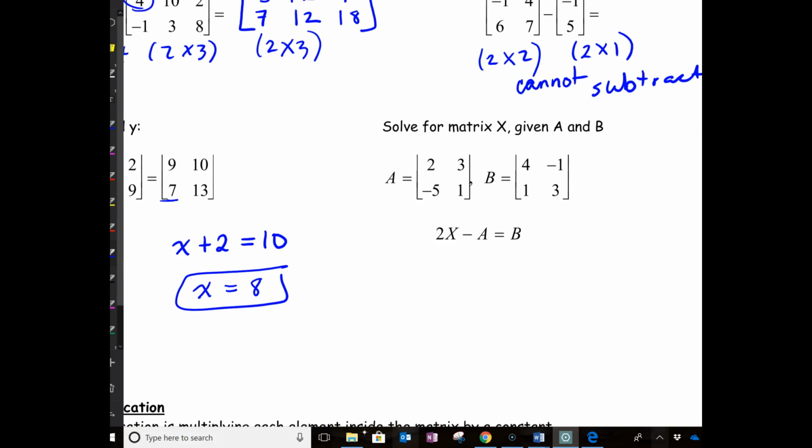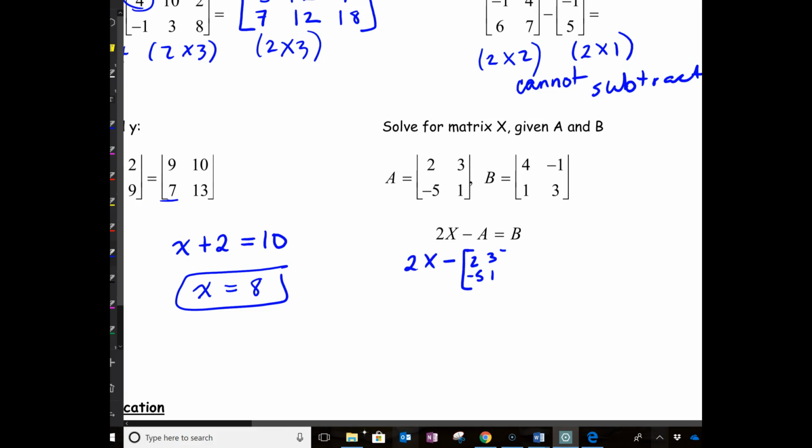Okay, if we're looking for 2 times X minus A equals B, and we're solving for what matrix did you multiply by 2 in order to get this result, we would go ahead and fill in 2 times X minus matrix A, which is 2, 3, -5, and 1, equals matrix B, so we have 4, 1, -1, and 3.